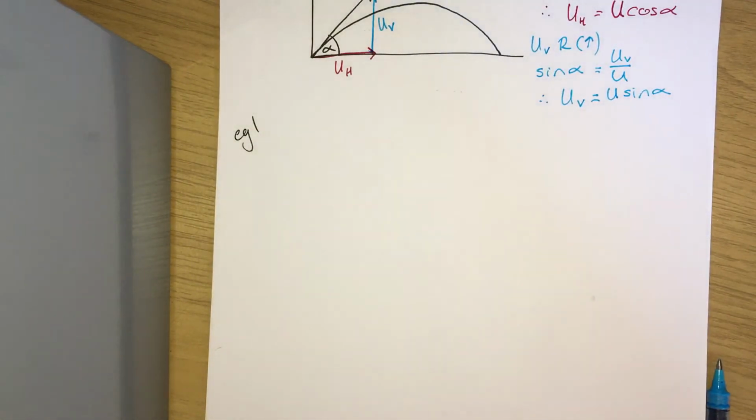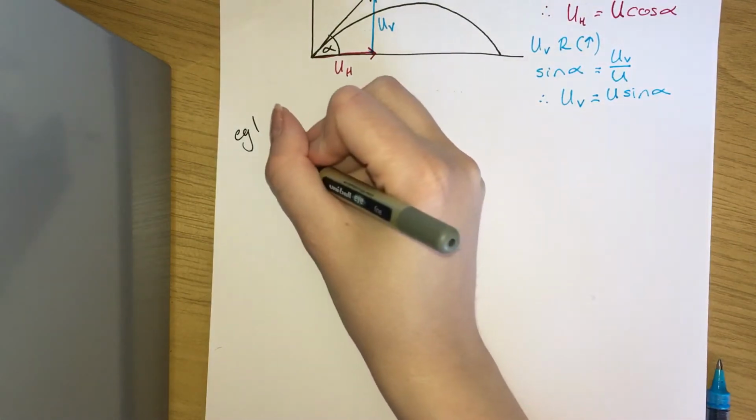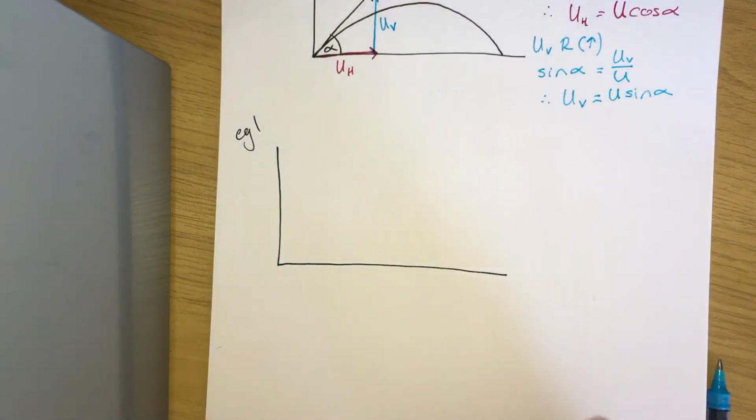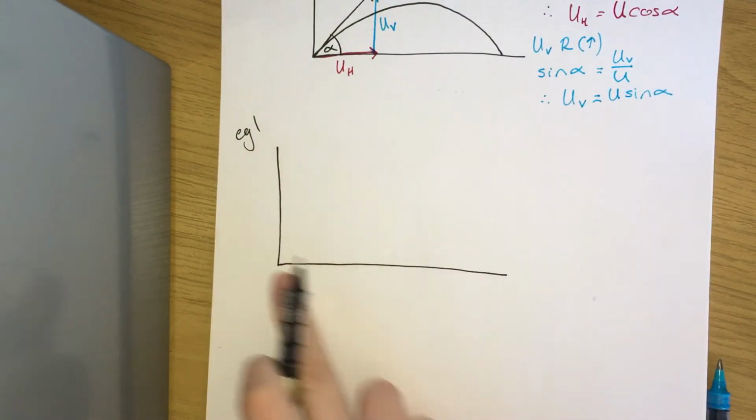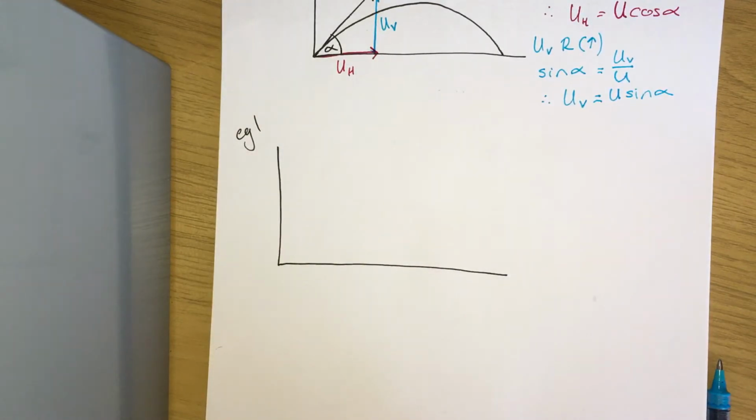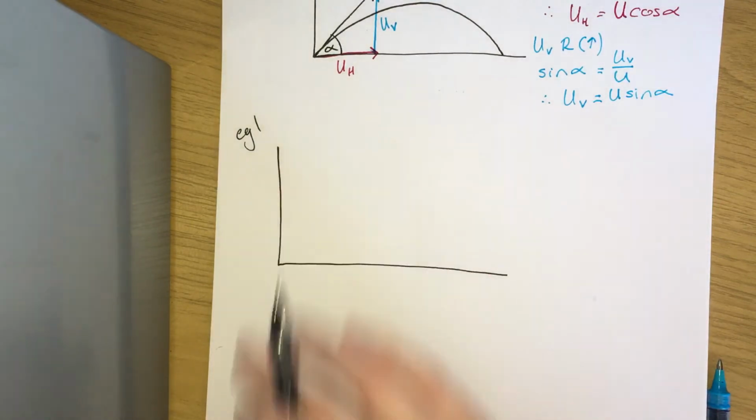A particle is projected from a point on a horizontal plane with an initial velocity of 40 metres per second at an angle alpha above the horizontal, where tan alpha is 3/4. So let's first of all sketch out this problem. We don't have to draw a proper pair of axes. We can just draw the horizontal, but I just find it easier personally, but you don't have to draw this line if you don't want to.